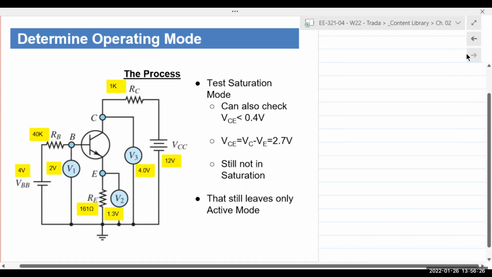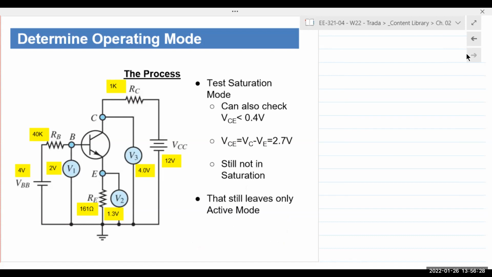So we can test for saturation mode. Saturation mode, again, as I said, is maximum current, so the voltage will be very, very low. Typically, that voltage between the collector and the emitter would be less than 0.4 volts, right between these 2 points, because maximum current is flowing. So what happens? Big voltage drop here, big voltage drop here, so that leaves very little voltage drop across the collector and emitter. You have free flow of current, almost like a short circuit.